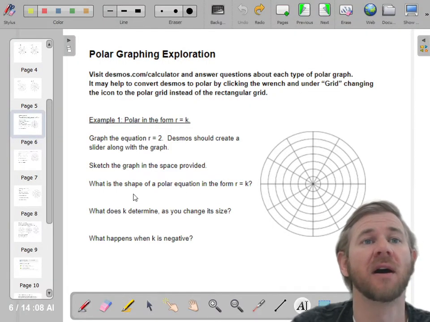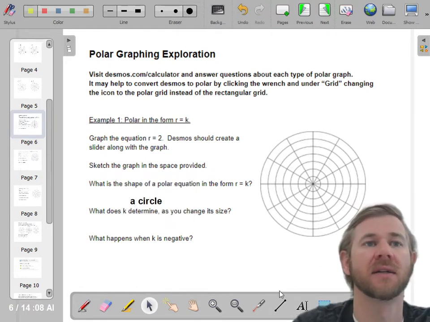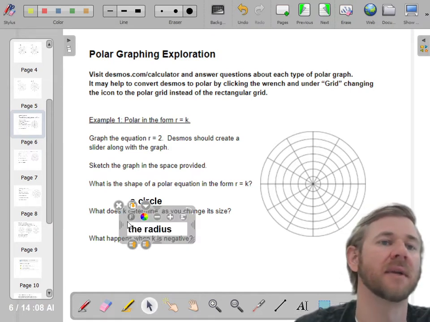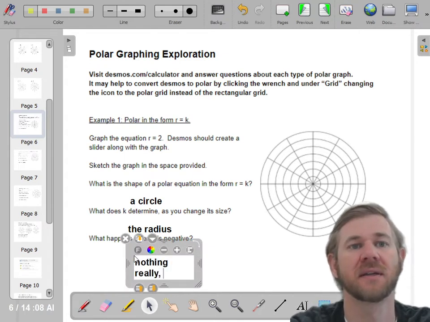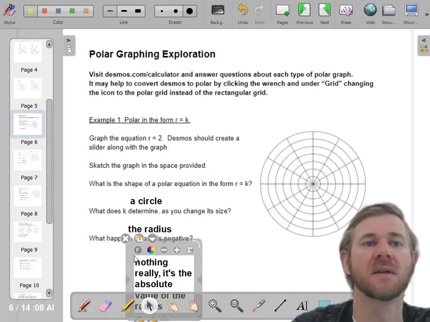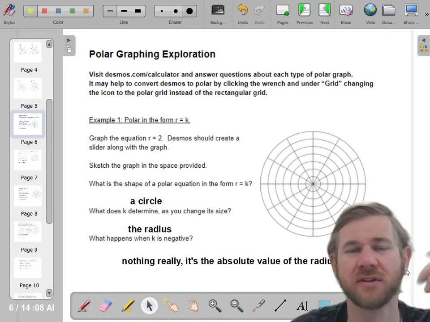What is the shape of the polar equation? It's a circle. And what does k determine? K is the radius. And what happens when k is negative? Nothing really. It's the absolute value of the radius. Maybe it's a good way. I think that works. Okay, so nothing too fancy there.